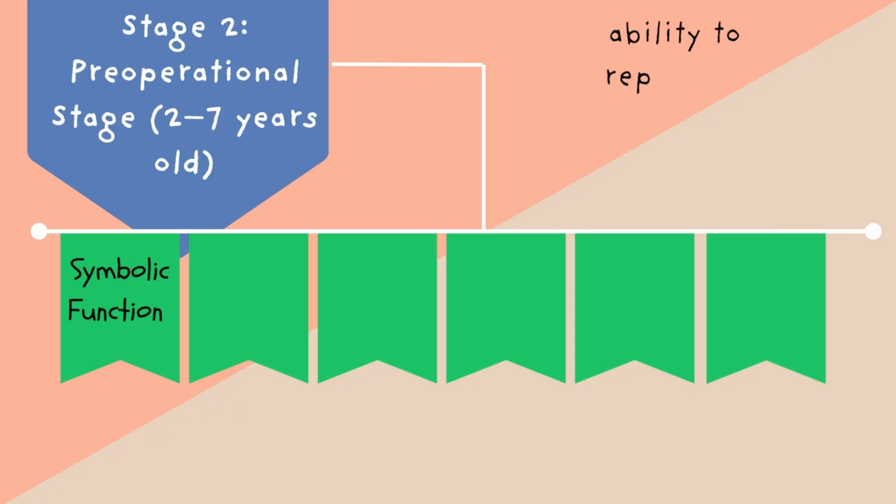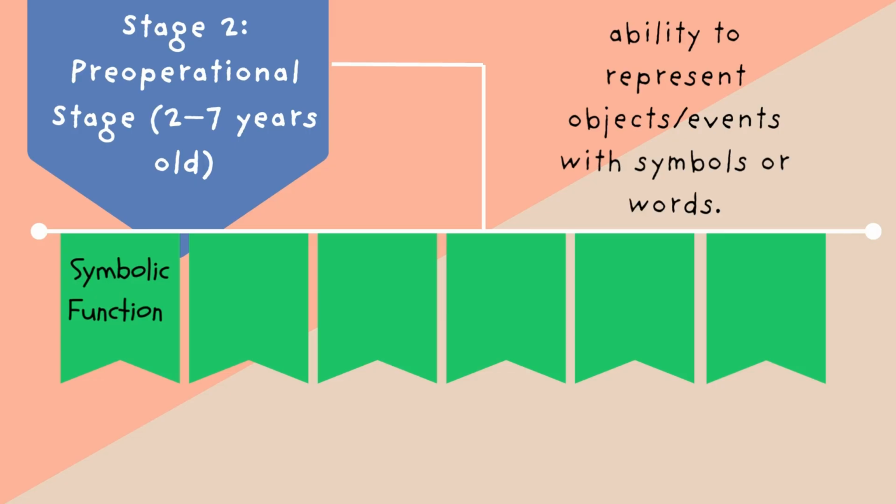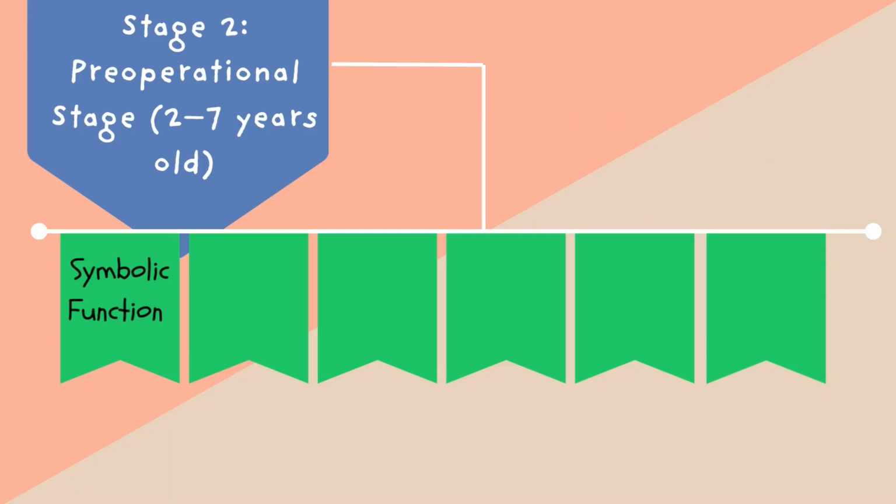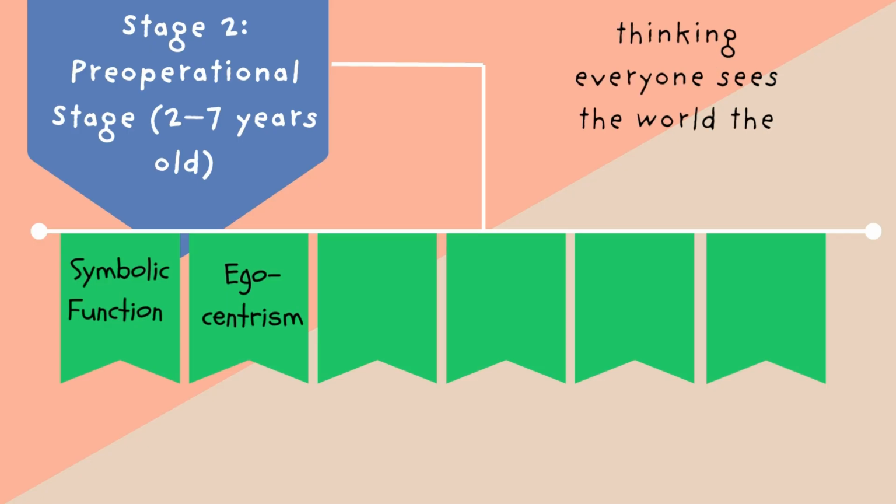Symbolic function, the ability to represent an object or event with a symbol or words. This means children can use one thing to stand for another. Examples: a child using a banana as a phone or drawing a picture of their family to represent them. Second is egocentrism, thinking everyone sees the world the same way they do.